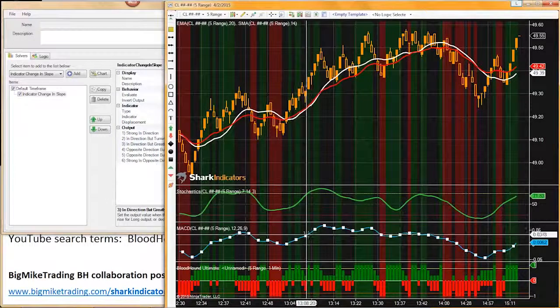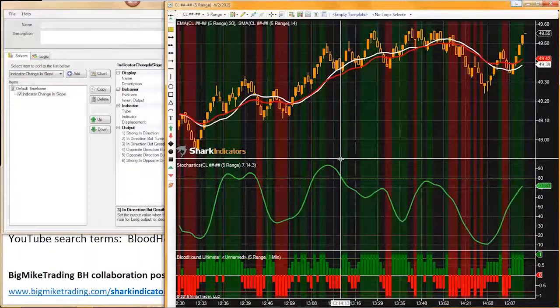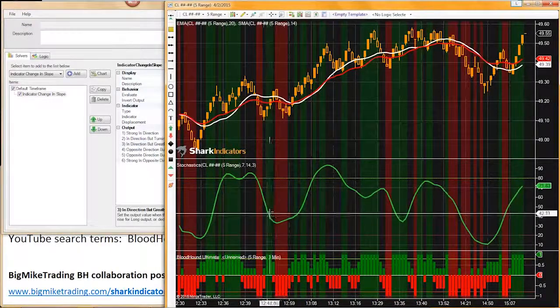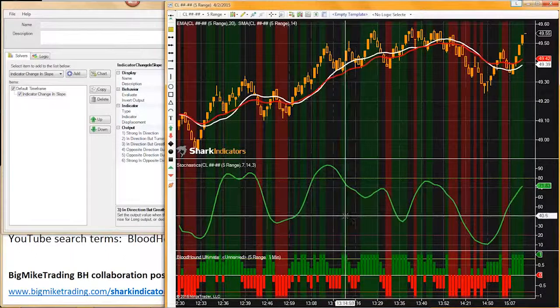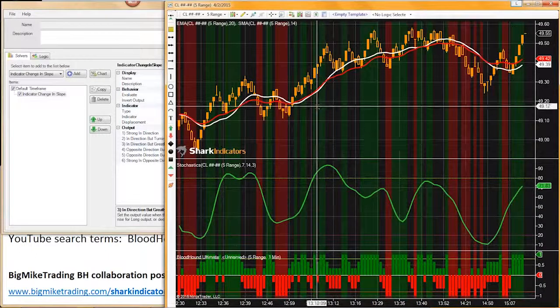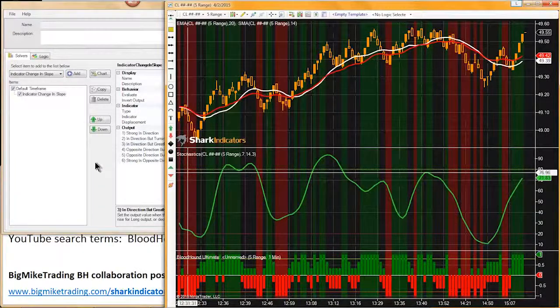Here, let's see. I'll work with the stochastics indicator, because the stochastics indicator is always reversing from sloping up to sloping down quite a bit. So I think it gives a good example here.